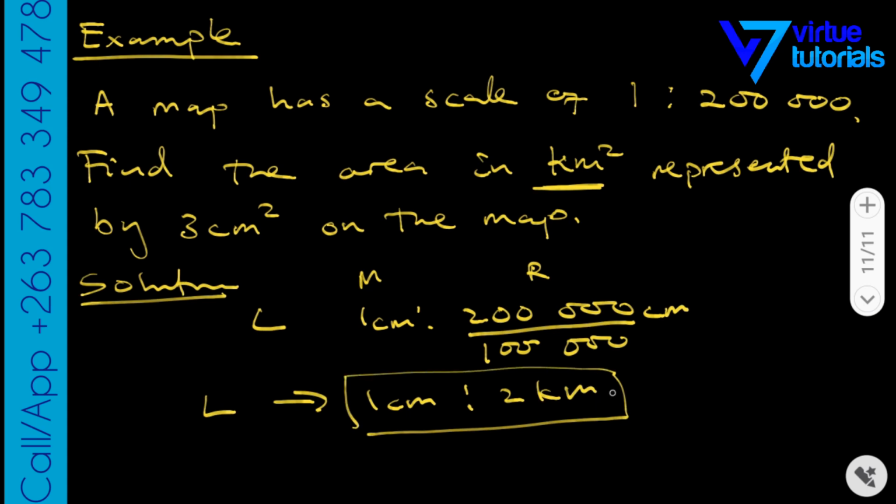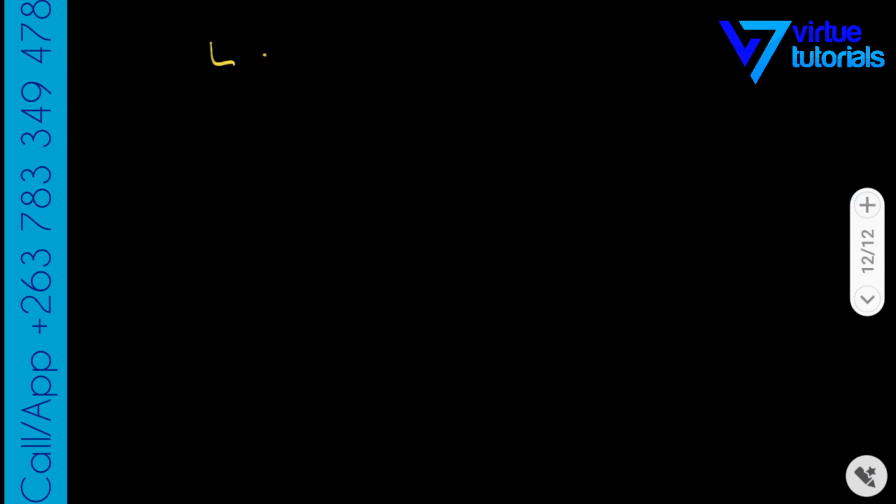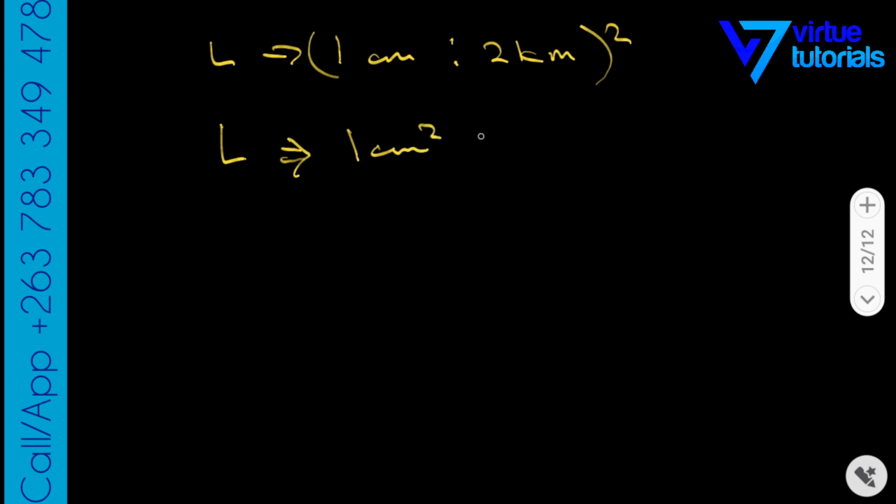But this is a ratio for lengths. I need to square this. So if for lengths, 1 centimeter represents 2 kilometers, I need to square this, so that I get 1 centimeter times 1 centimeter gives you 1 centimeter squared. 2 kilometers times 2 kilometers will give you 4 kilometers squared. So this is for areas now, sorry. 1 centimeter squared actually represents 4 kilometers squared. This is the scale for areas. So you need to know that the scale for your areas will be different from the scale for your lengths.